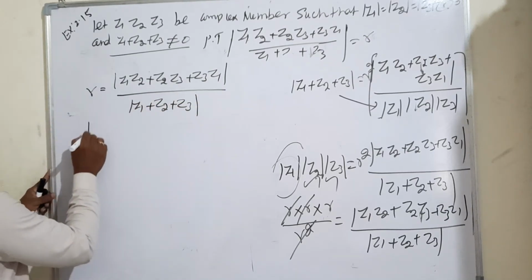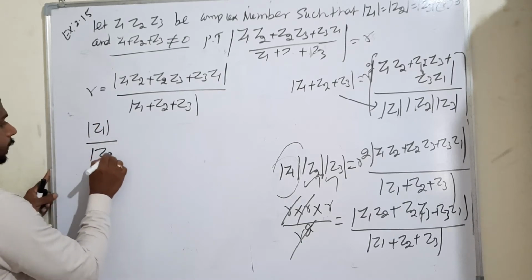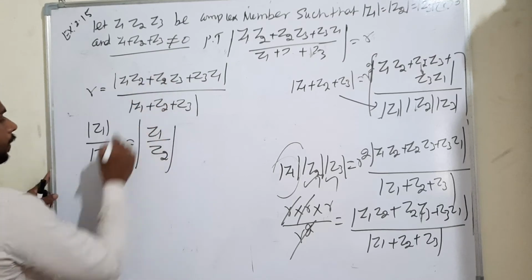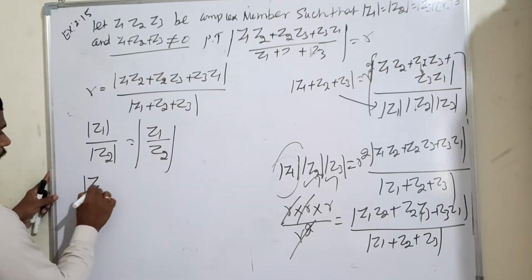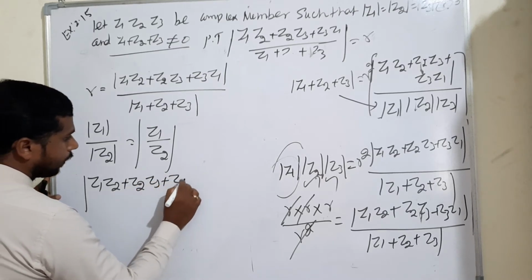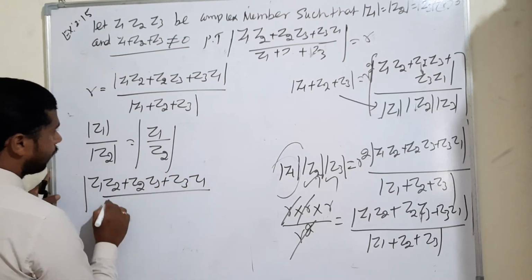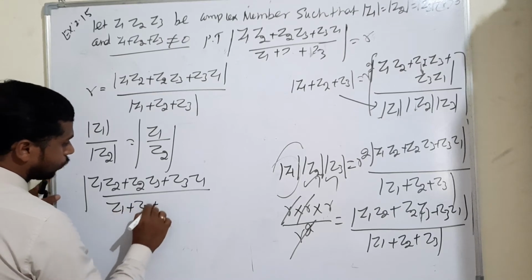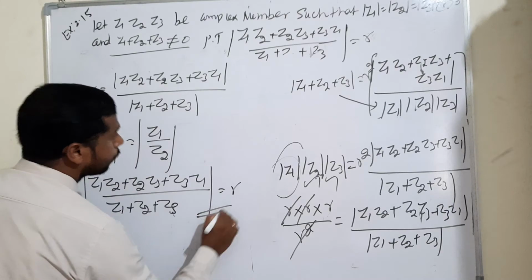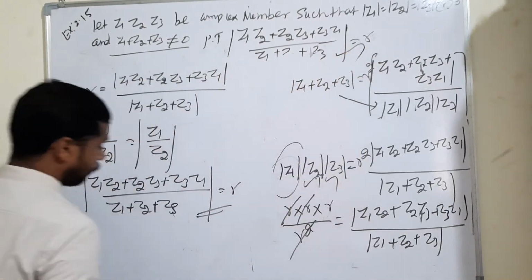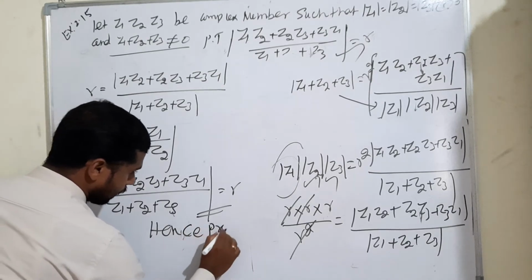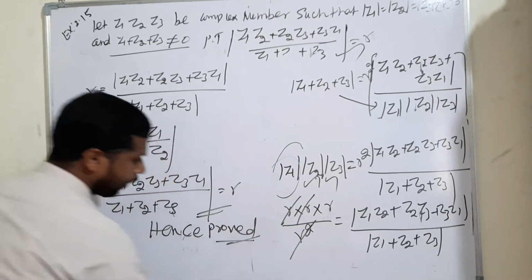Another property, if you make separate of modulus, we can write the whole modulus of Z1 by Z2. We can apply it here. So whole modulus of Z1 Z2 plus Z2 Z3, then Z3 Z1, divided by Z1 plus Z2 plus Z3 is equal to R. This is our proof, isn't it? This is our proof now. Therefore, hence proved. Okay, I will continue.